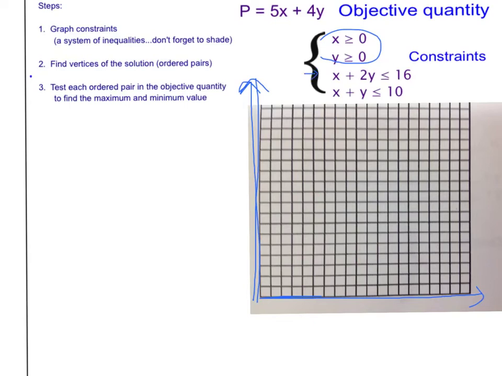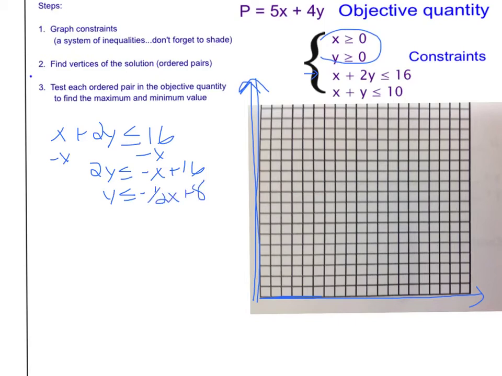So pretend I'm shading it, but I'm not going to because I don't want to get too messy. All right, next. X plus 2y is less than or equal to 16. So I'm going to put that in slope-intercept form. So 2y is less than or equal to negative x plus 16. So y is less than or equal to negative 1/2 x plus 8. So it will be this line. So I start at 8, and I go down 1 over 2, down 1 over 2, etc., until I reach the other side.